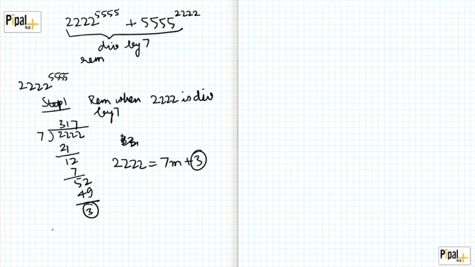Now step 2: I can rewrite 2222 to the power 5555, right? When this is divided by 7, the remainder is equal to the remainder when 3 to the power 5555 is divided by 7. So my problem is much more simplified, right? Now let's look at 3 to the power 5555.